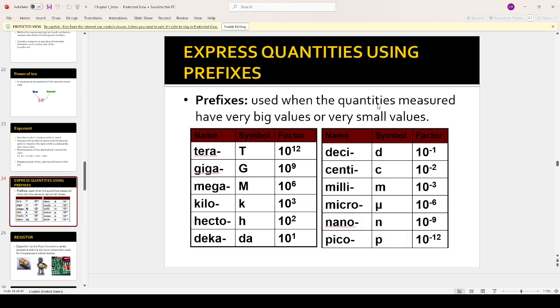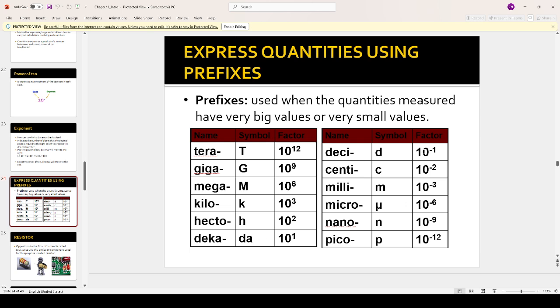These are the prefixes used when the quantities measured are very big or very small values. When there is tera in the name, it will have a factor of 10 to the power of 12. Giga will have 10 to the power of 9. Mega will have 10 to the power of 6. Kilo is 10 to the power of 3. Hecto, 10 to the power of 2. Deca, this is the base, 10 to the power of 1. Usually we won't use deca.